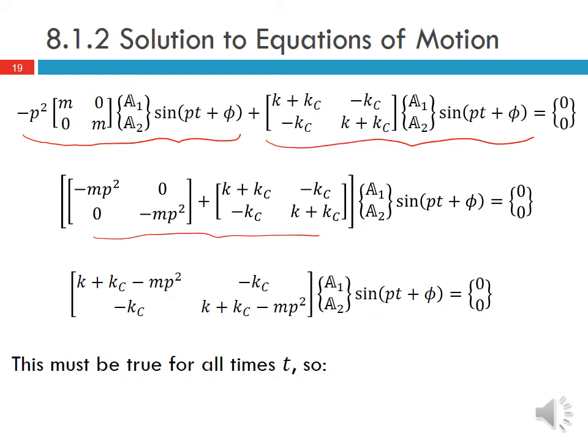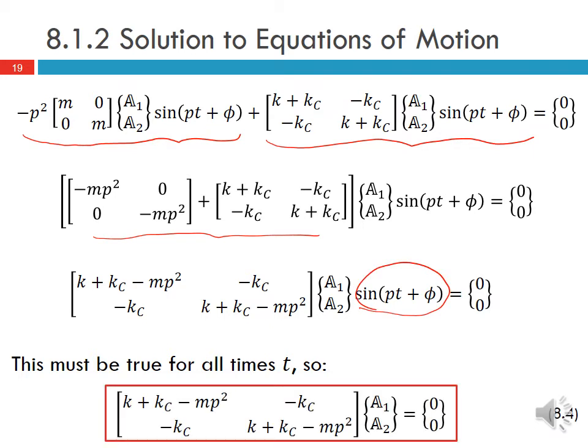So this must be true for all times t, which means that the sine term is not necessarily 0 for all times t. So that means that this must be true. This matrix, which is the combination of our mass and stiffness matrices, multiplied by our vector of amplitudes, is equal to 0, or the 0 vector.